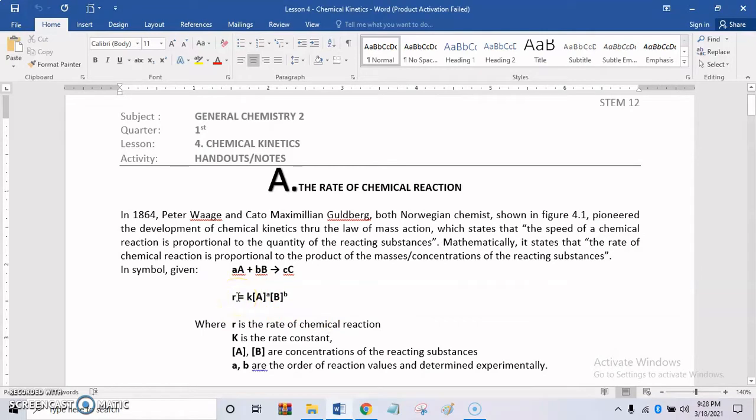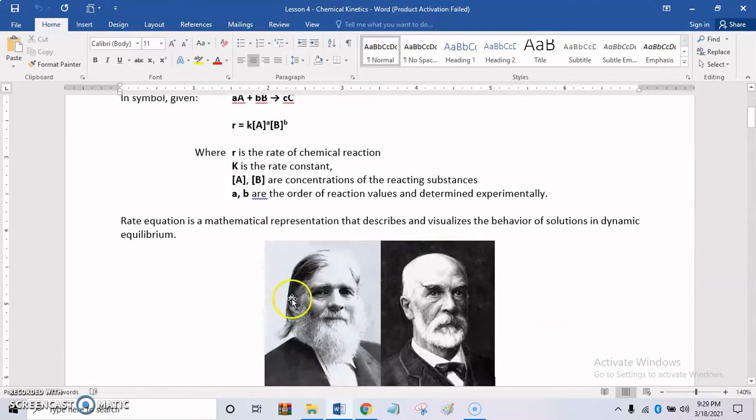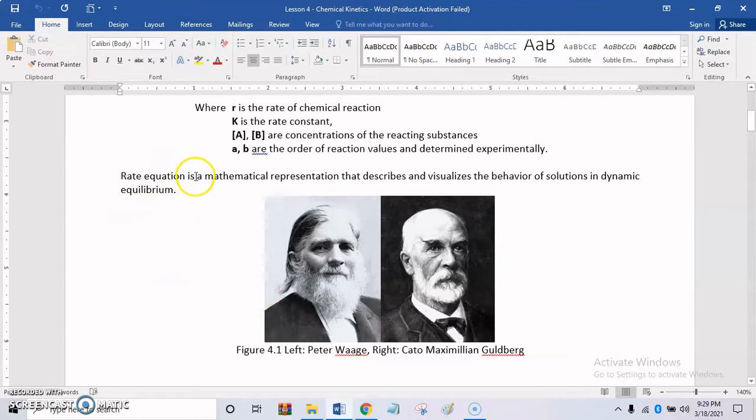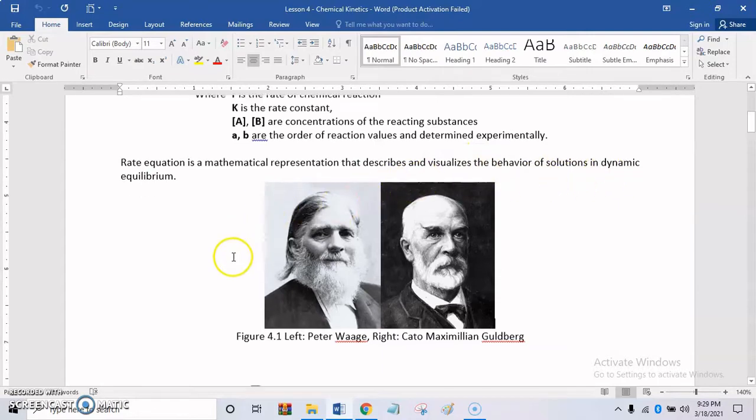Rate of a chemical reaction R is equal to k, that is the rate constant, times the concentration of our reactant A to the power of its mole, times the concentration of our reactant B to the power of its mole. Okay? Yan siya. Rate equation is a mathematical representation that describes and visualizes the behavior of a solution in dynamic equilibrium.